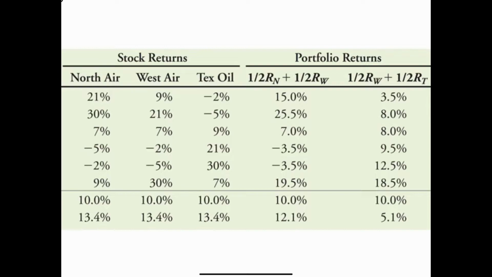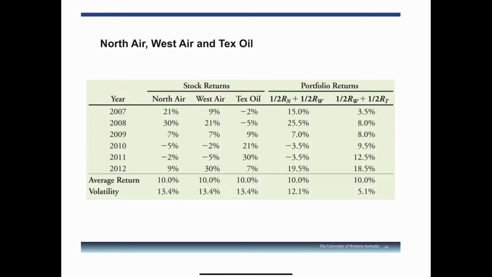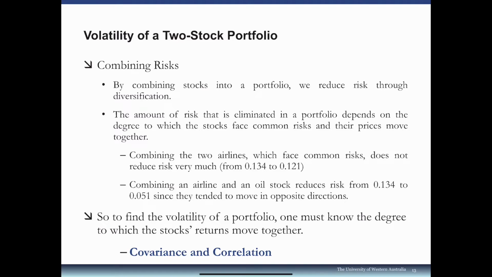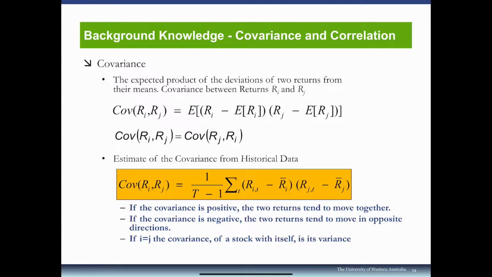But now we're going to learn a more efficient way to calculate portfolio volatility if we know the individual volatility for individual stocks as well as the covariance and correlation between the stocks. So that takes us to the next concept, covariance and correlation. I would say this is background knowledge. I don't think I'm going to ask you a question on calculating the covariance of two stocks. Most likely it will be provided, because that calculation can be quite tedious.